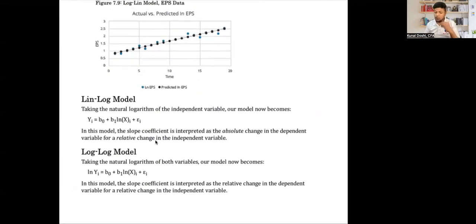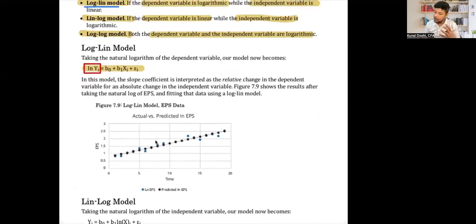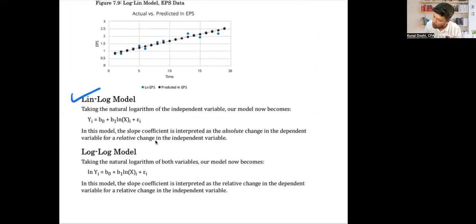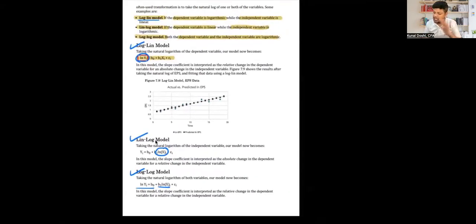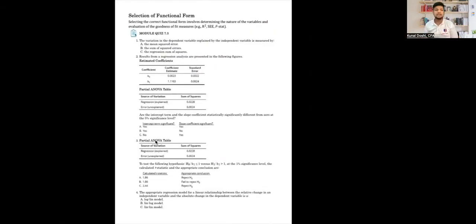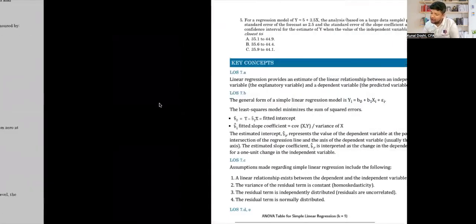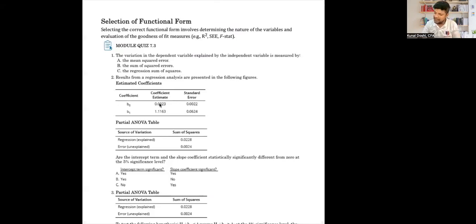Now you must be wondering, what are you doing, sir? Now, if they say log-lin model, the y will be log. If they say lin-log model, the x will be log. And if they say log, then both will be log. Do I have to do any calculation? No. You just have to know this. Based on this, there are questions which we will do and complete. Okay. Last 5 questions and you'll be done with linear regression.